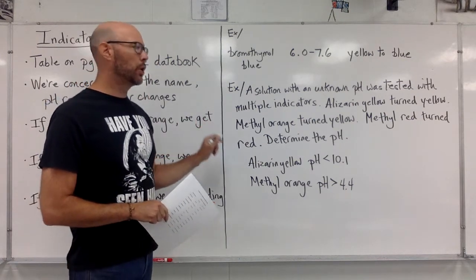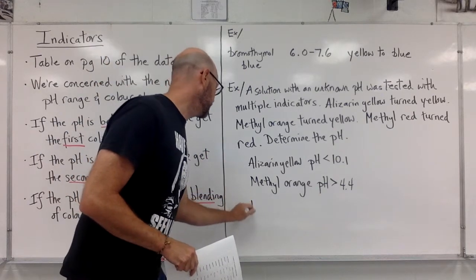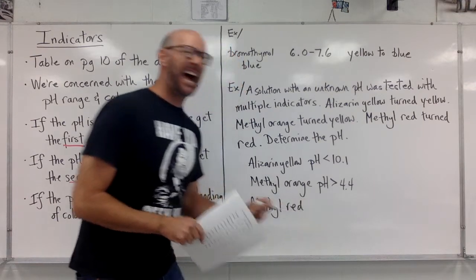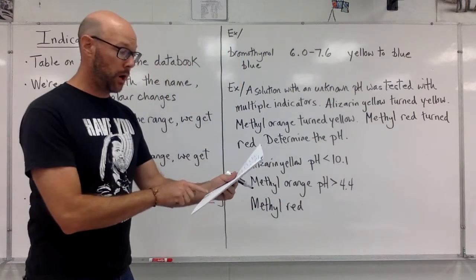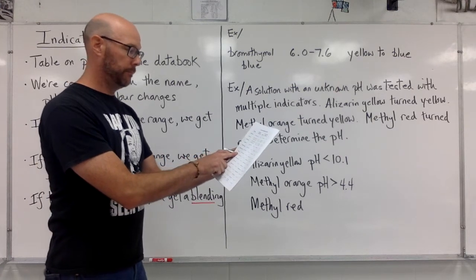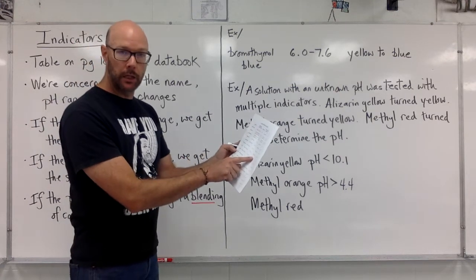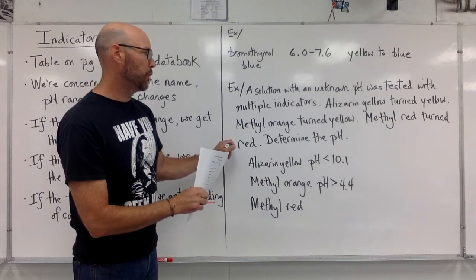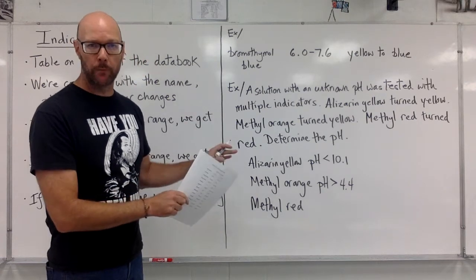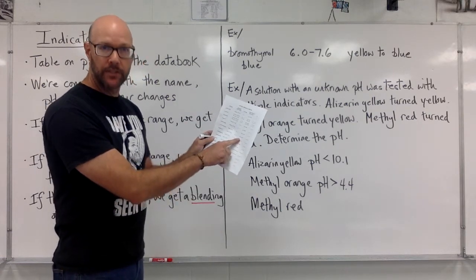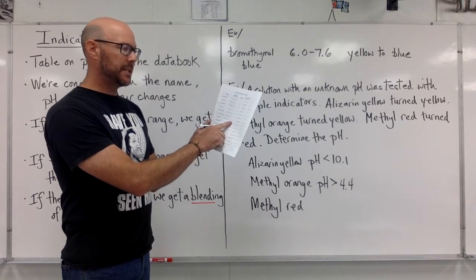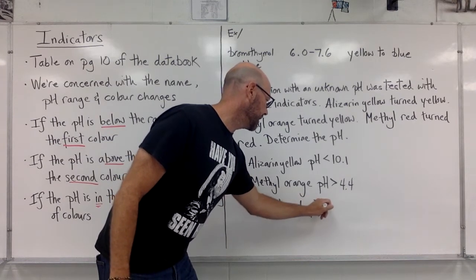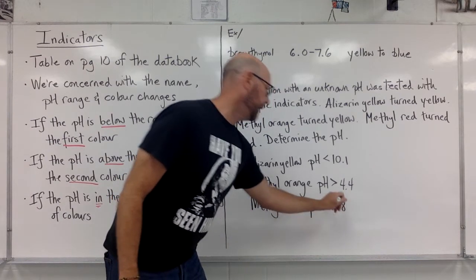Methyl red turned red. So this was a test with methyl red. I need to find it on the table again. Don't look at the wrong spot. Ooh, methyl red. It has a range. It has some colors. It says 4.8 to 6, red to yellow. If methyl red turned red, that's the first color listed. It's below the range. So that means it's less than 4.8. The pH is less than 4.8.